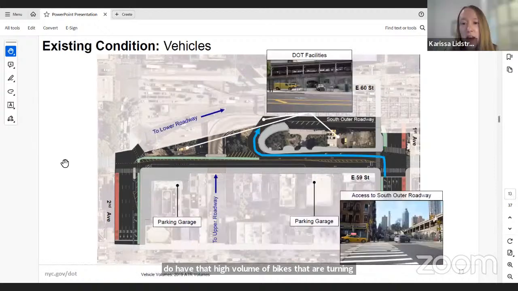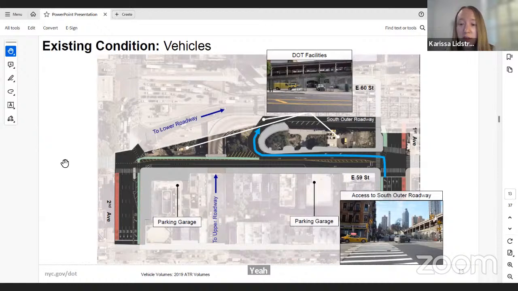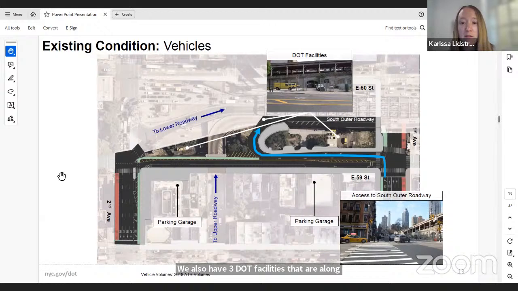And then looking at the existing conditions for vehicles, one thing I want to point out is that there is a left turn bay for the vehicles that are currently accessing the South Outer Roadway. We also have 3 DOT facilities along the northern side of 59th Street. And then we have 2 parking garages along the southern section.